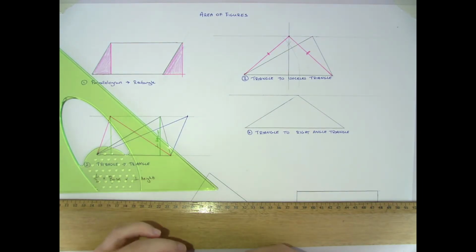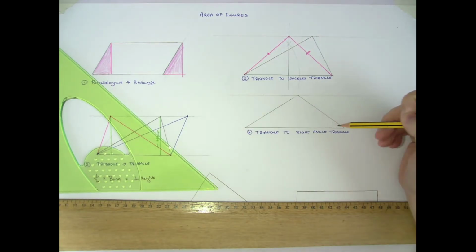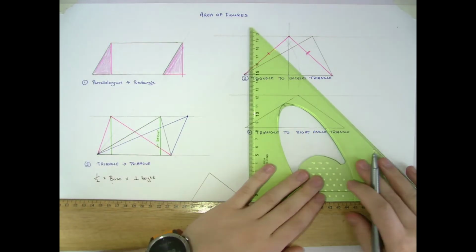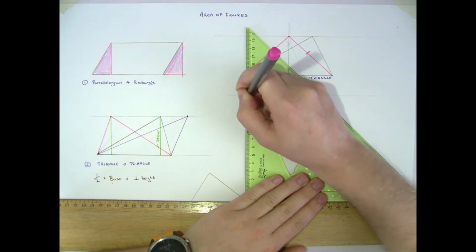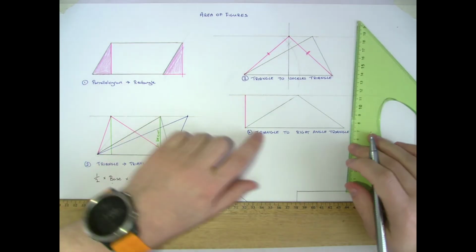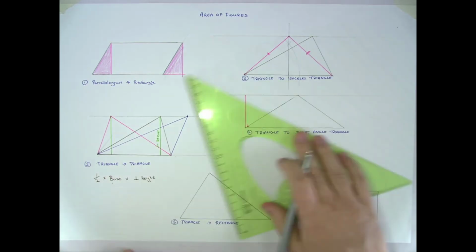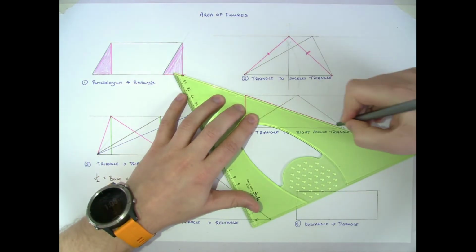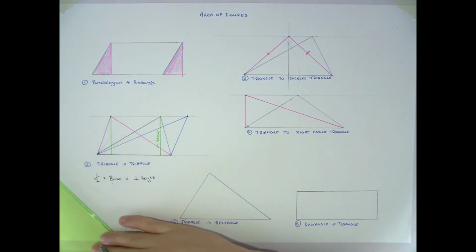A right angle triangle has a 90-degree angle in one of the corners. So I can pick either this side or this side, and I'm going to create a 90-degree angle between the base and this vertex here. So a 90-degree angle here between the pink line and the base. If I join this point back to the opposite side of the base, this is now a right angle triangle equal in area.